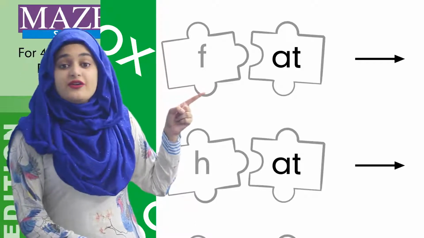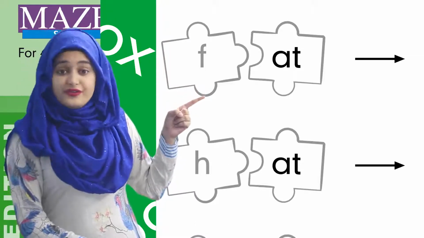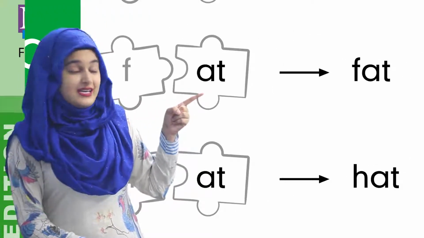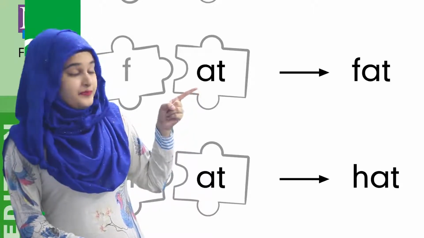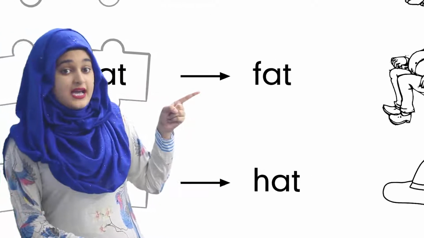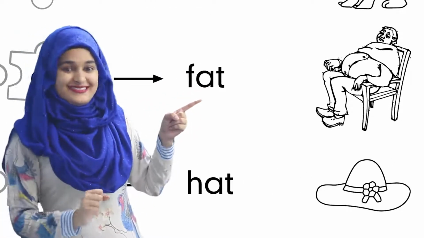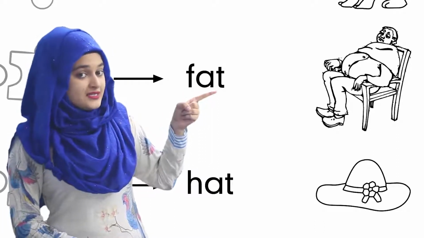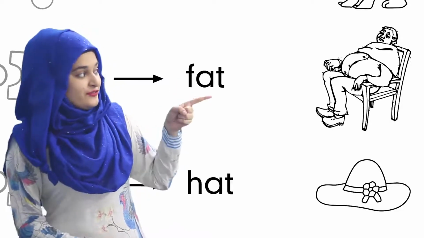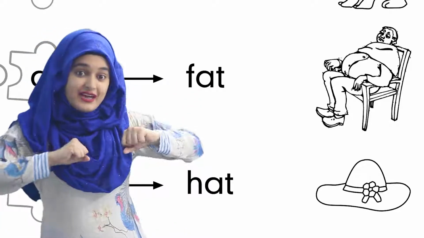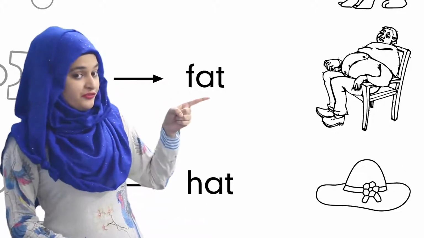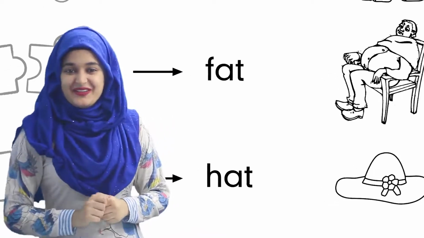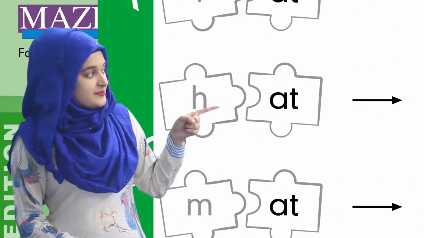Now, the next we have here is this. This is f, and this is at. Very good. Now, when f meets with at, they make fat. They make fat. F, at, fat. Repeat after me. F, at, fat. Very good.